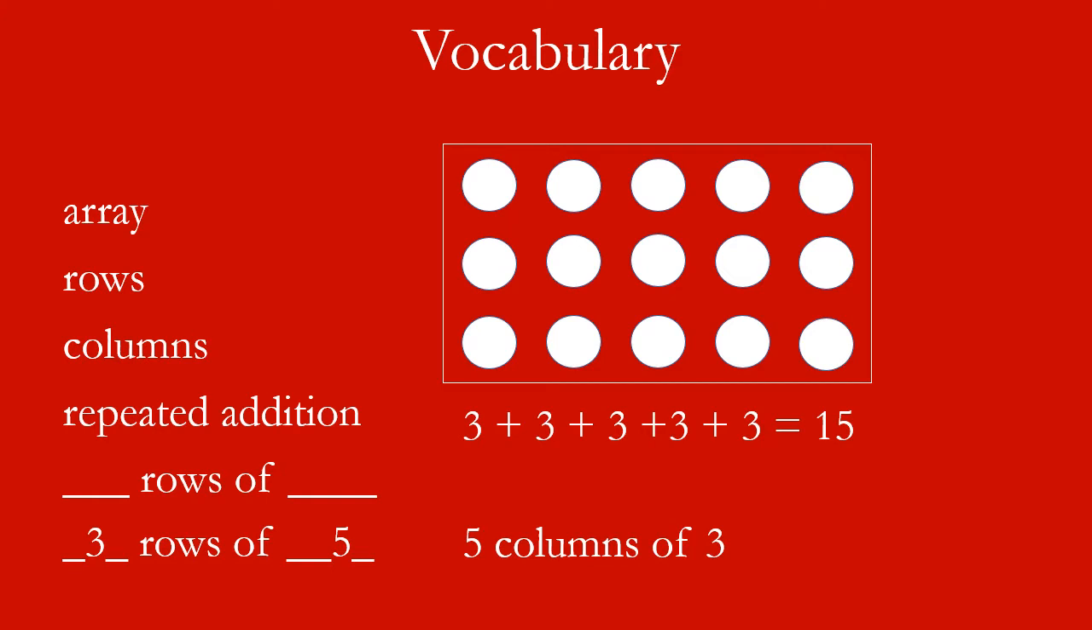And we can show this with repeated addition by doing 3 plus 3 plus 3 plus 3 plus 3 equals 15. We've got five threes because there's a set of three in each column. That should be pretty clear to everybody right now. And of course, the other way we could do this would be 5 plus 5 plus 5, because we have three rows of five. There's one there, there's one there, and of course, the last one is at the top.